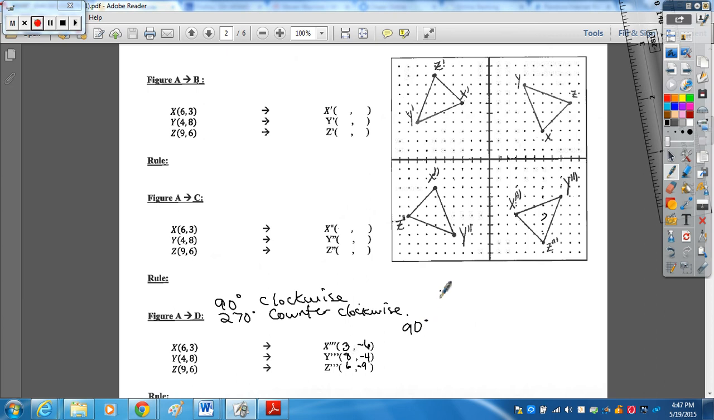Actually, I'll wait to do that with this one, X comma Y, and it's going to lead us to, what did I say? We're going to switch those two. And we're going to make the Y value negative, the second value negative. Okay? And so that would be the rule that you could follow.